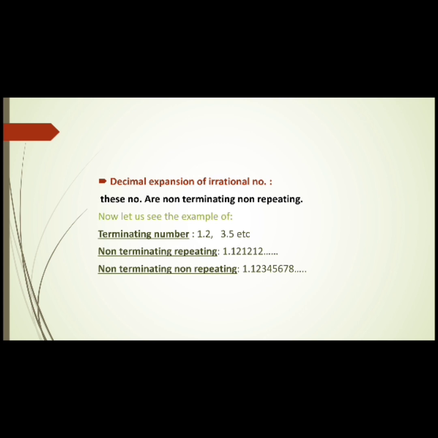Now non-terminating, non-repeating. As you know, non-terminating means the number keeps on going, and non-repeating means the digits will not repeat, that is 1.1 2 3 4 5 6 7 8 and so on. You can see that not a single digit has been repeated and the number is not terminating. So that's all for terminating, non-terminating, repeating, etc.